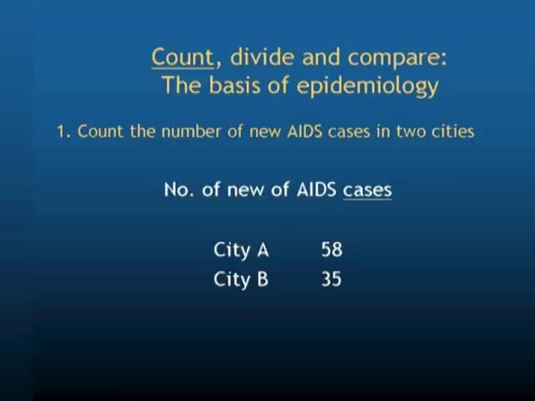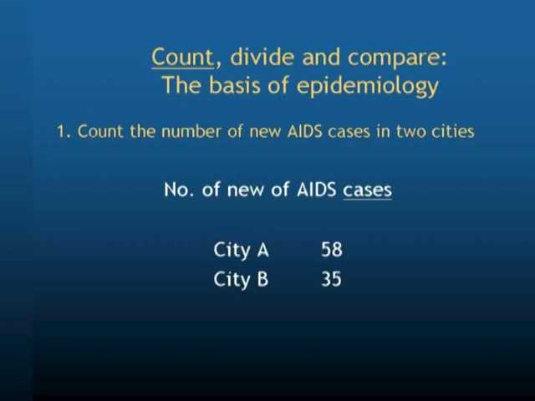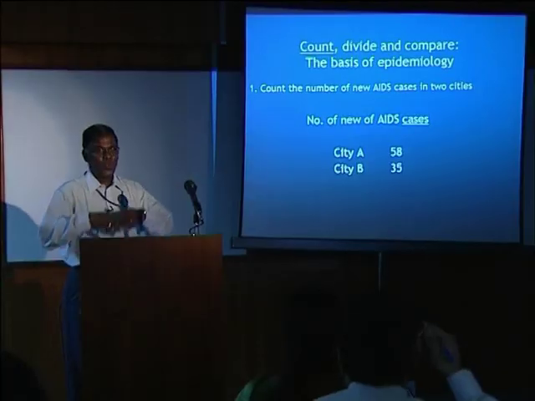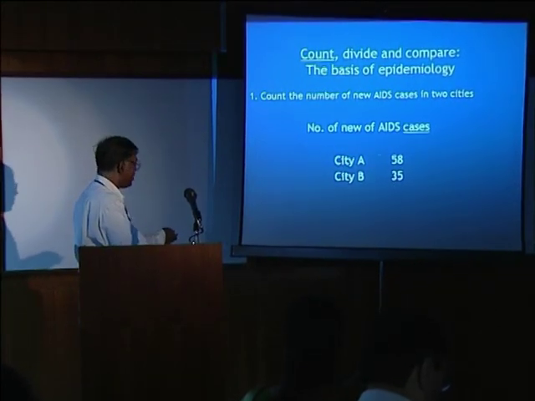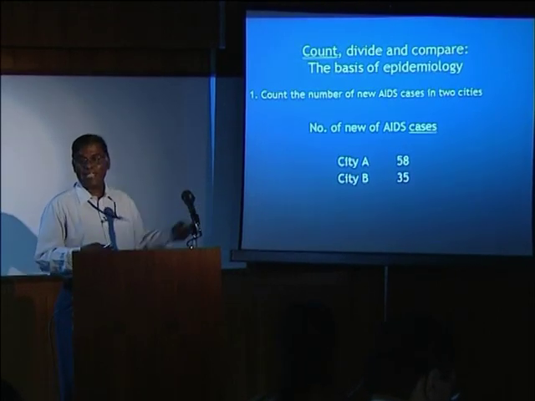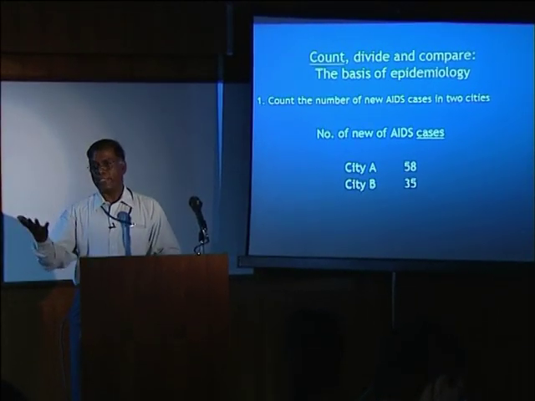Say, for example, the number of new AIDS cases in two cities. There are two cities, A and B. In city A there are 58 cases of AIDS and in city B there are 35 cases. Can you say which is the most affected city among these two? You're right, what you are seeing is just the number of AIDS cases.